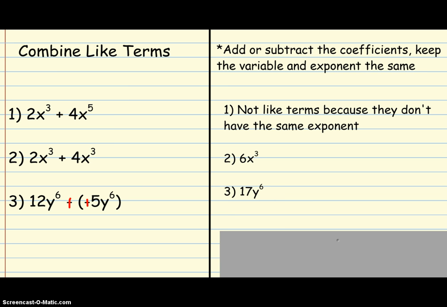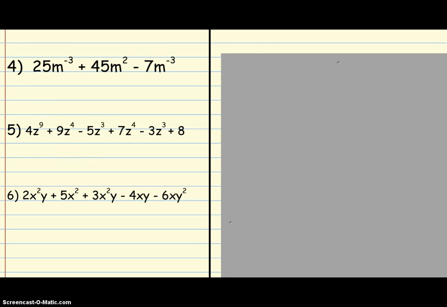All right, let's get to some more complex ones. Number 4, 25m to the negative third plus 45m squared minus 7m to the negative third. So as we take a look, our like terms are 25m to the negative third minus 7m to the negative third. Now when you have multiple terms, it might be a good idea to rewrite them and group these together.